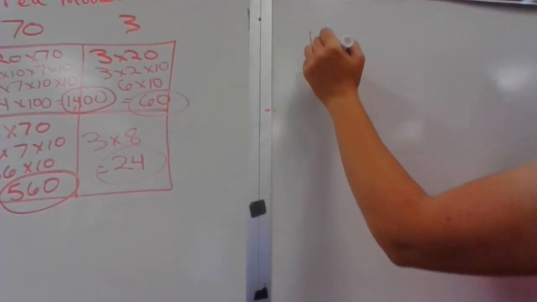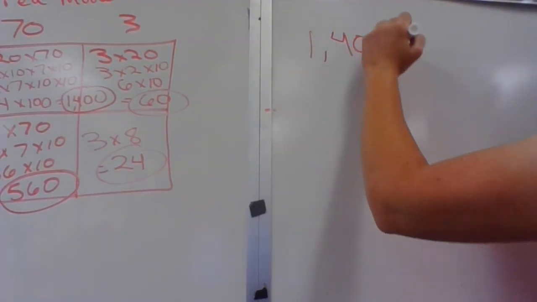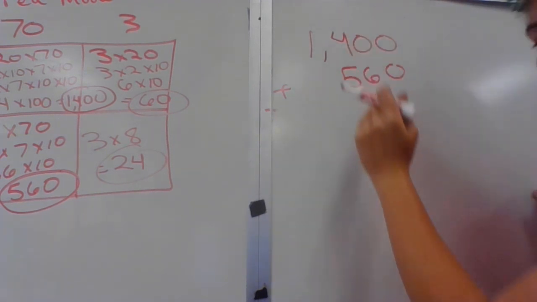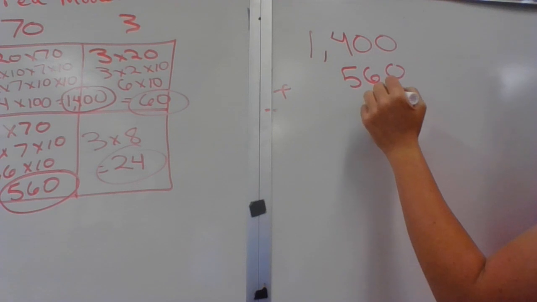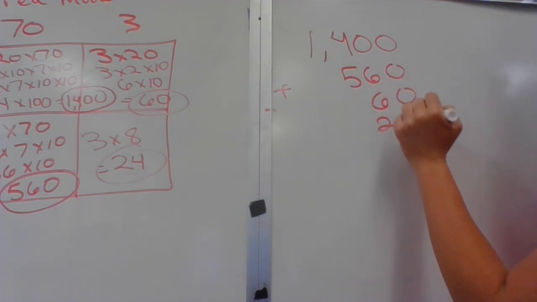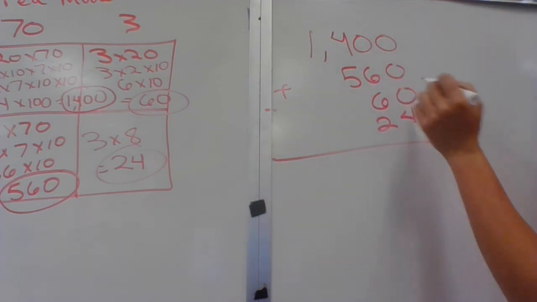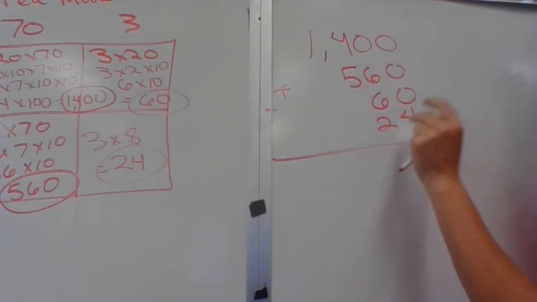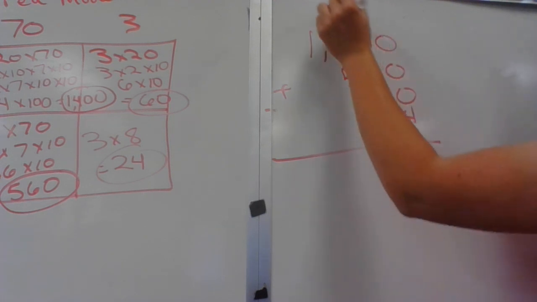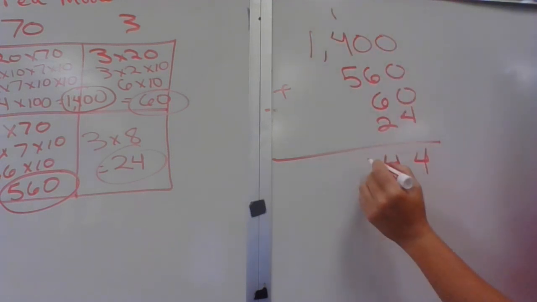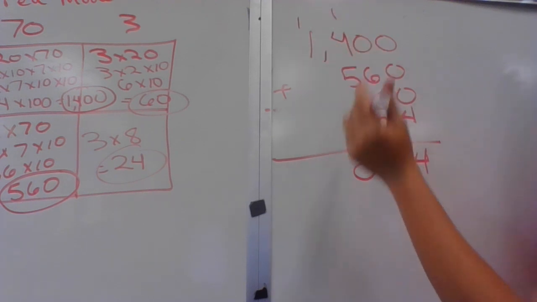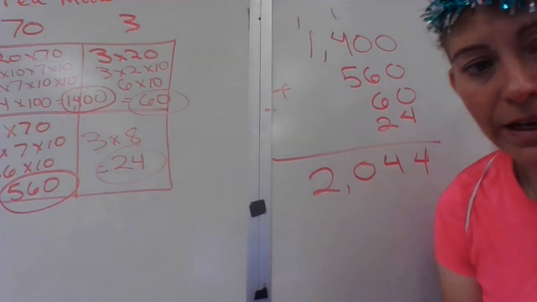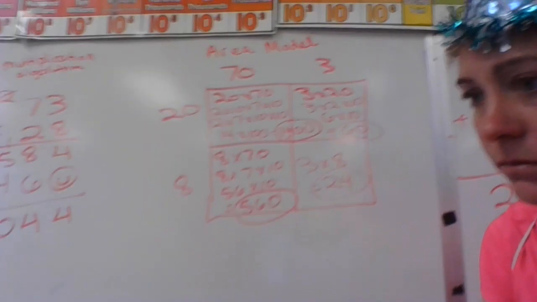Let's see, 1,400 plus 560. I'm just going in descending order from biggest number to smallest number. 60 and 24, but you don't have to. 0 plus 0 plus 0 is plus 4. Let's see, 6 plus 6 is 12, plus 2 is 14, drop the 4, carry the 1. 5 plus 5 is 10, carry the 1, and 1 plus 1 is 2. Ooh, we got the same number again, 2,044. Nice job, ladies and gentlemen.